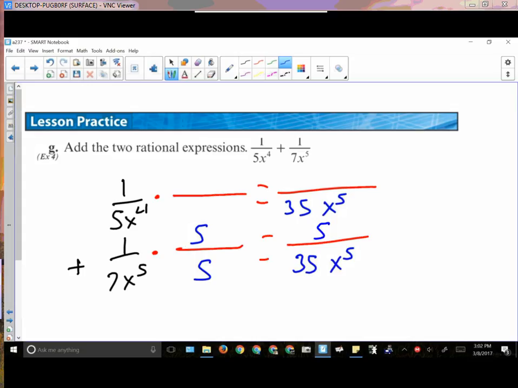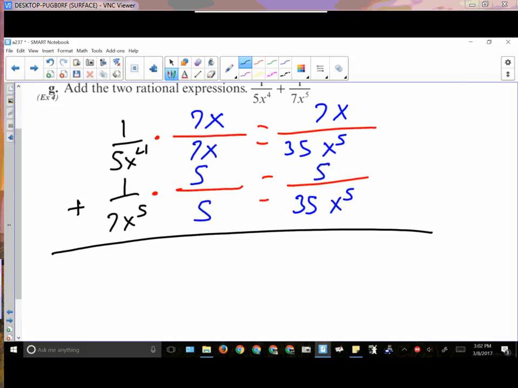So, question comes down to 7 times what is 35? 5. So what's here goes up here, and I get a 5 over there. 5 times what is 35? 7. What am I missing yet? I need one more x. So 7x goes up here. Now, 7x plus 5 all over 35x to the 5th. Can I cancel anything out of there? And the answer is no. And there you go.